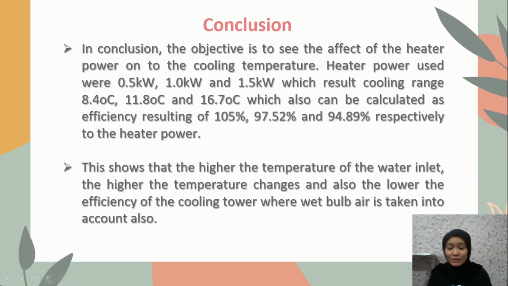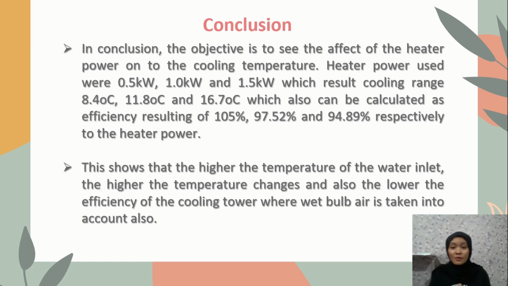Assalamualaikum warahmatullahi wabarakatuh. My name is Fatin Adrina Begum Muhammad Shamsul. So I'll be presenting on the conclusion of this experiment. So in conclusion, the objective is to see the effect of the heater power on the cooling temperature. The heater power used in this experiment is 0.5, 1 and 1.5 kilowatt, which resulted in cooling ranges of 8.4, 11.8 and 16.7 degrees Celsius, which can also be calculated as efficiencies of 105, 97.52 and 94.89% respectively to the heater power.